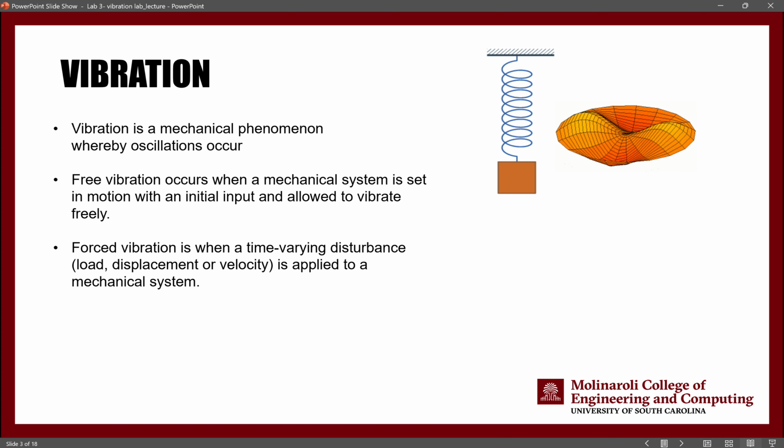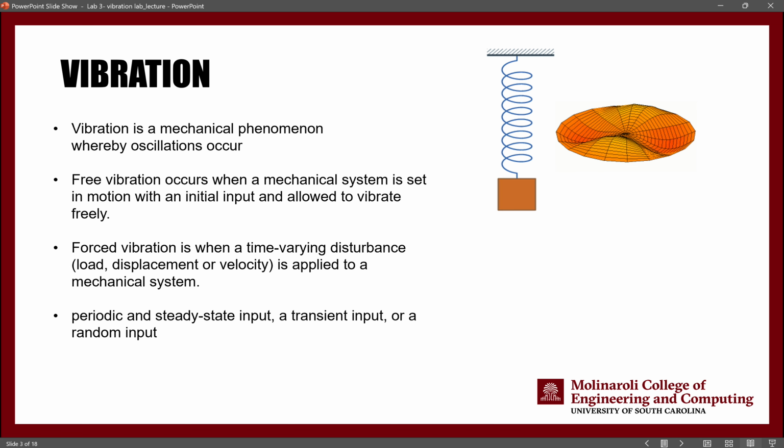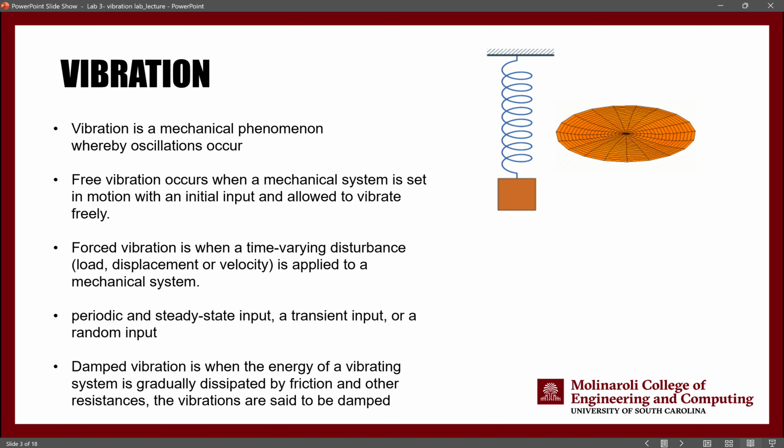Forced vibration, on the other hand, is where your disturbance stays. You can apply either a time varying or constant disturbance to your mechanical system. And if it stays there, you are going to have a forced vibrating system. We have different types of inputs. We can have periodic, steady state, and transient inputs, or just a random one. All of these can cause vibration in a mechanical system.